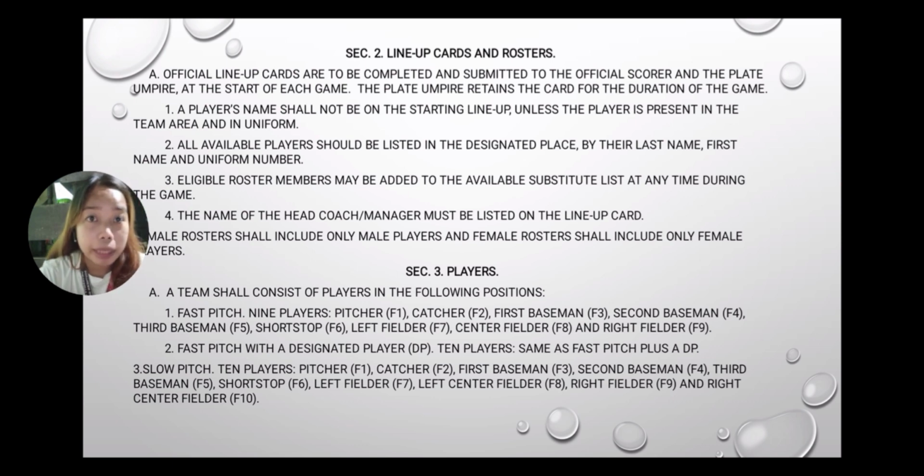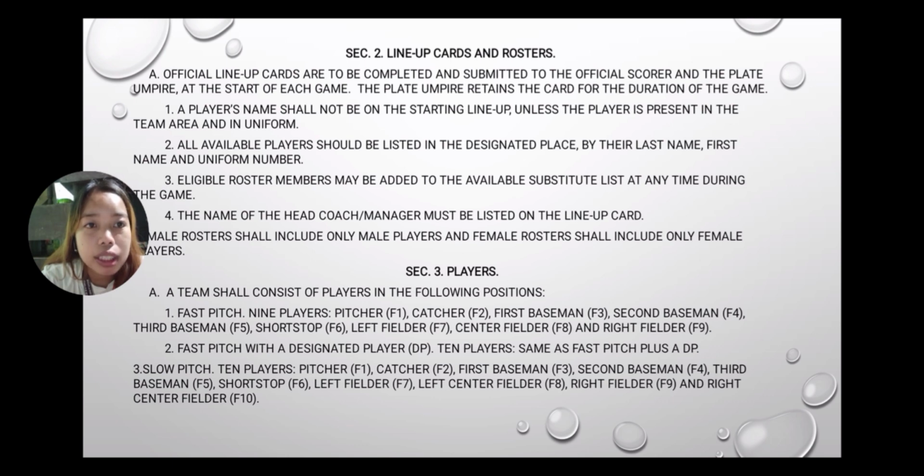Section 3, the players. Players are very important in this game, softball. A team shall consist of players in the following positions. Fast pitch, 9 players: pitcher F1, catcher F2, first baseman F3, second baseman F4, third baseman F5, shortstop F6, left fielder F7, center fielder F8, and right fielder F9.